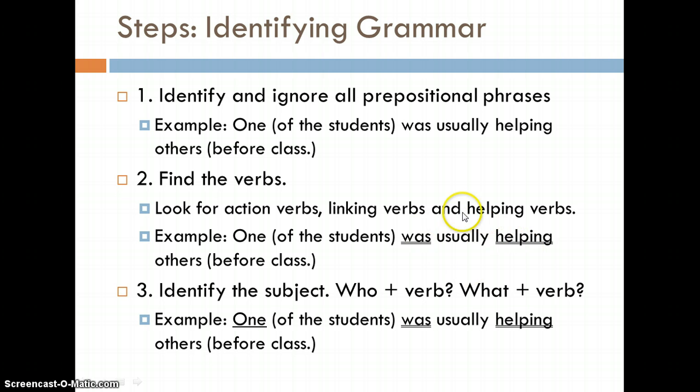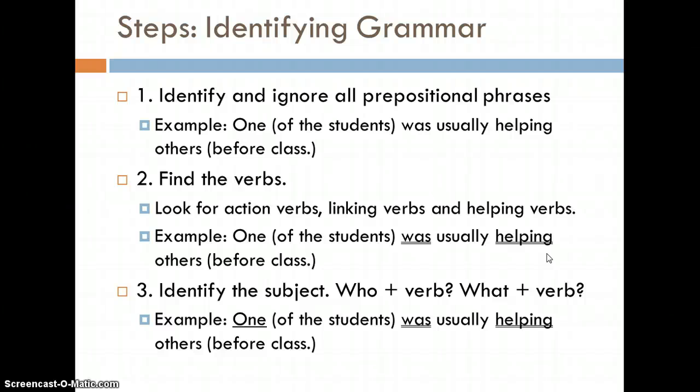This word usually is an adverb. It's just modifying or providing additional information about when this was happening, this was usually happening, or how often this was happening. Adverbs often end in ly, so that's a clue. And they may be inserted between a helping verb and a main verb. So in this sentence, was helping is the complete verb. So after we've identified the verb, then we can move on to identify the subject.